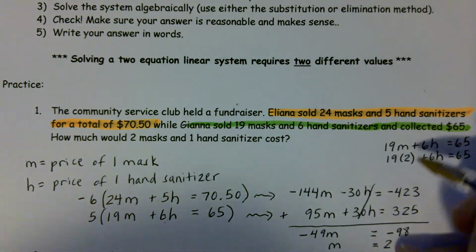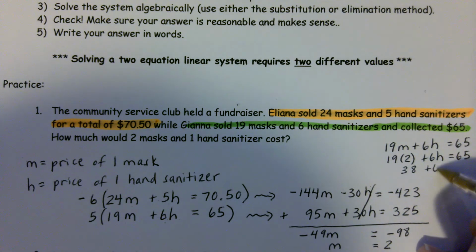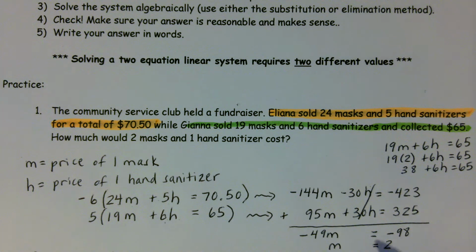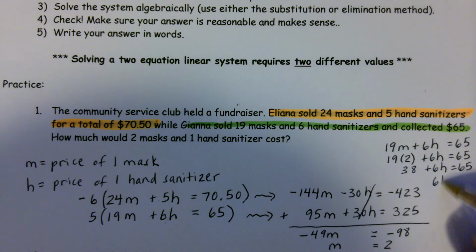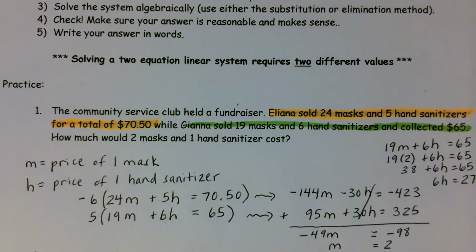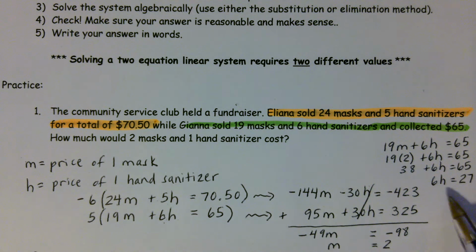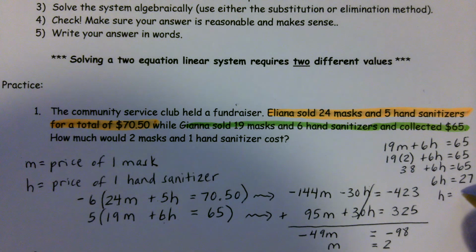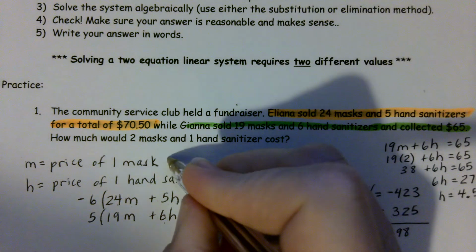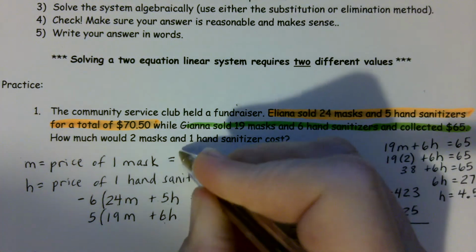Okay, 19 times 2 is 38. I'm going to subtract 38 from both sides, and I'm going to get 6h equals 27. When I divide both sides by 6, I get h equals 4.5. So I know that the price of one mask is $2.